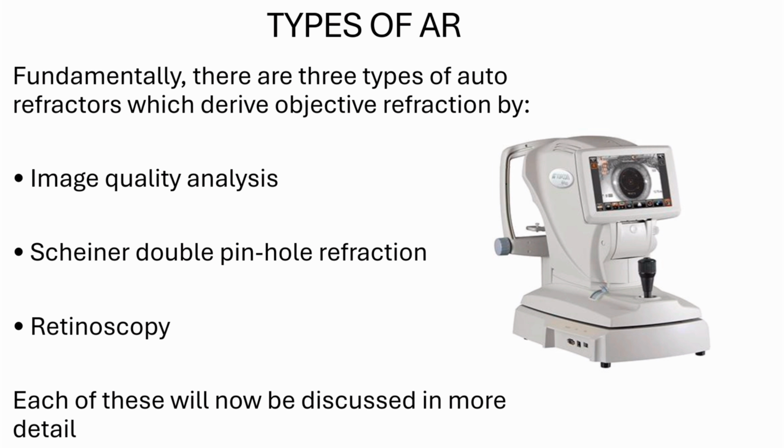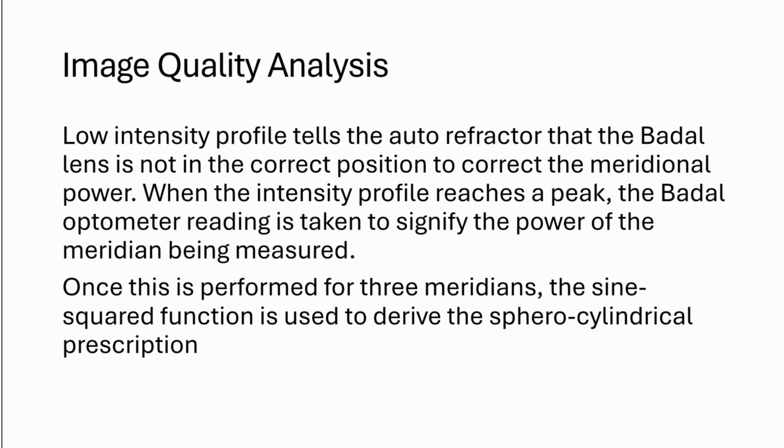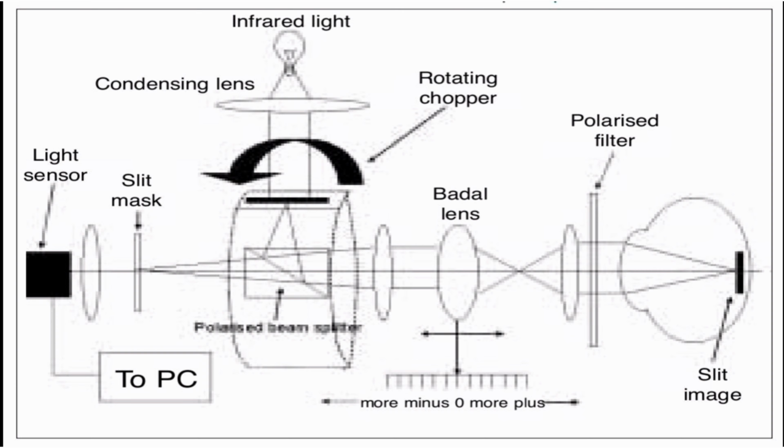Fundamentally, there are 3 types of AR which derive objective refraction by image quality analysis, Scheiner's double pinhole refraction and retinoscopy. Each one will now be discussed in detail. First, image quality. This method is not used very much in modern days. It was originally used in dioptron AR. Now let's recall the basic design of AR shortly.